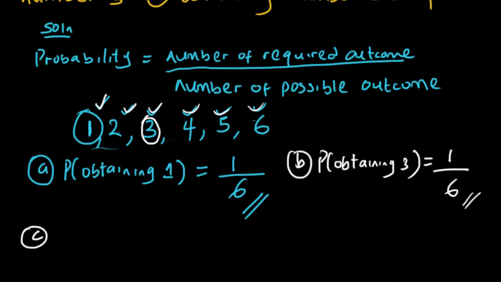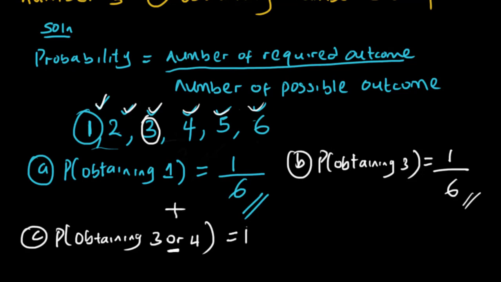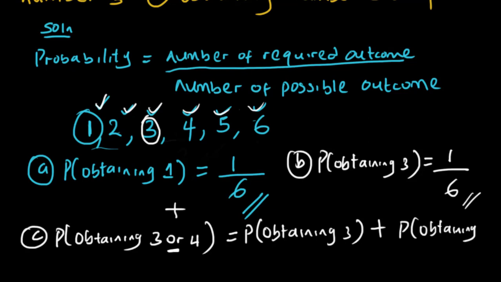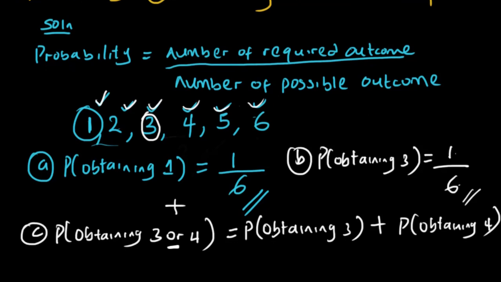So we have C. Probability of obtaining 3 or 4. I hope you've not forgotten what I told you or represents in probability. It represents plus. So this equals to probability of obtaining 3 plus probability of obtaining 4. Now we've got the probability of obtaining 3 as 1 over 6. So we need to get the probability of obtaining 4.